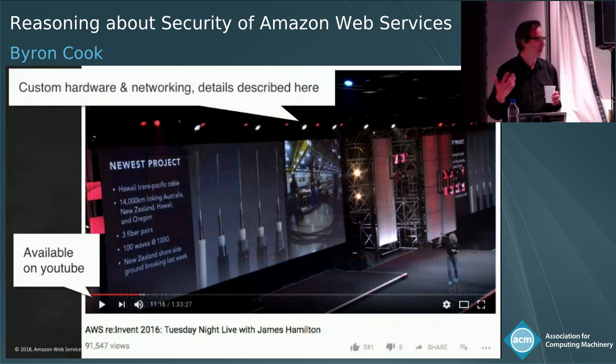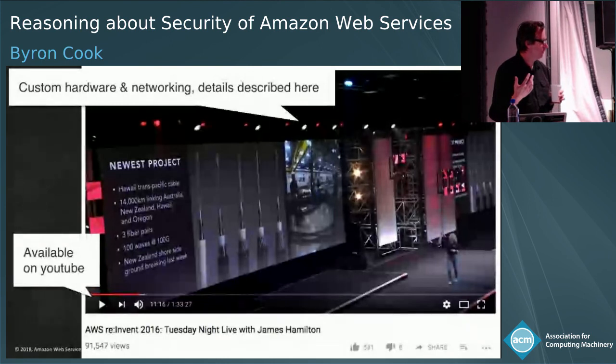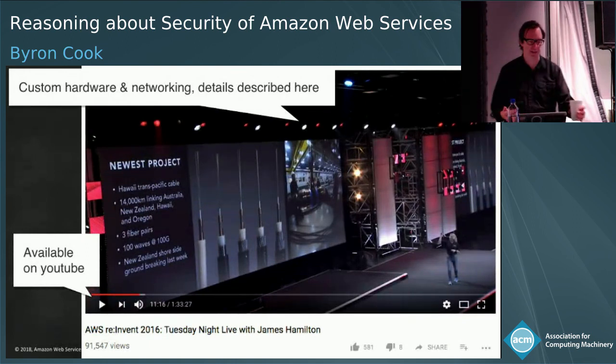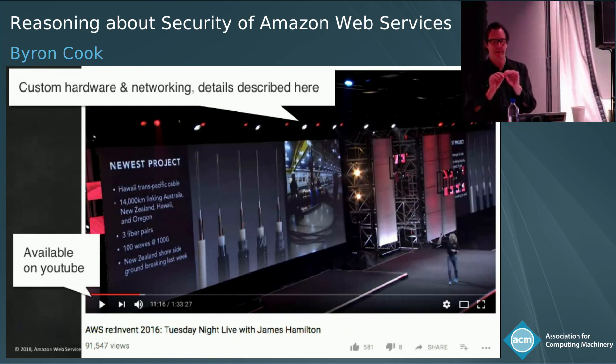And if you want to learn more about the networking or the data center design, the cooling, there's a talk by someone named James Hamilton, again, very technical. So he talks, for example, and I think in this slide he's talking about the design of the underwater cabling that connects up the data centers around the world.